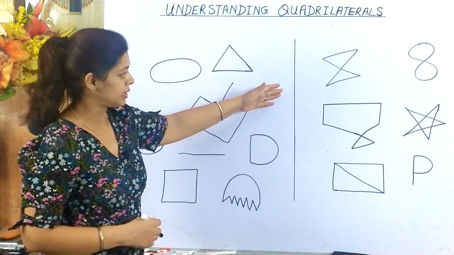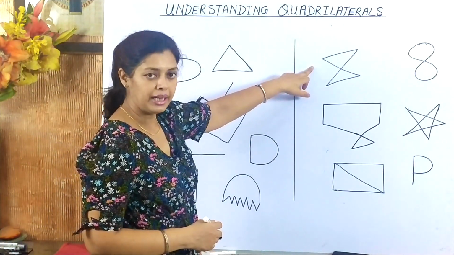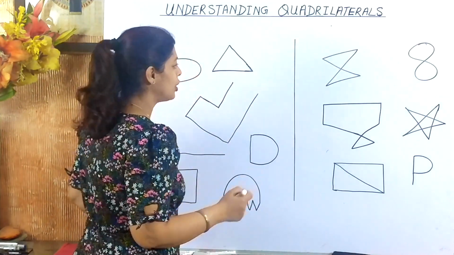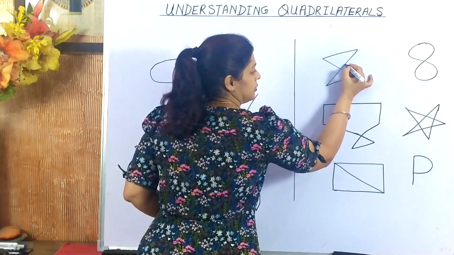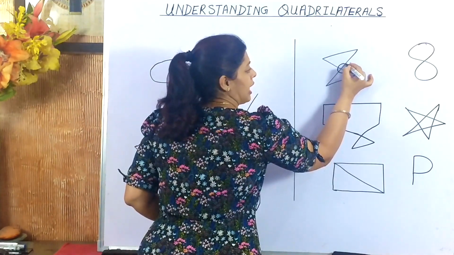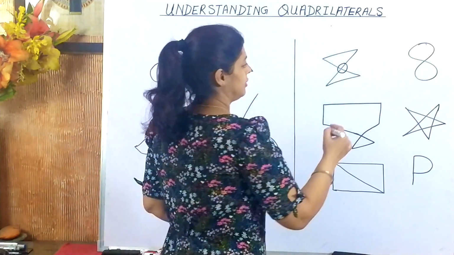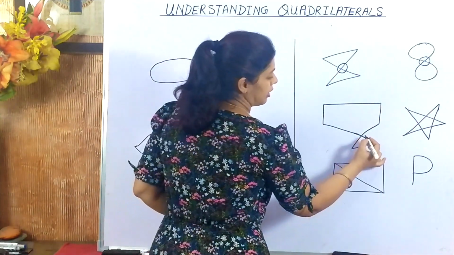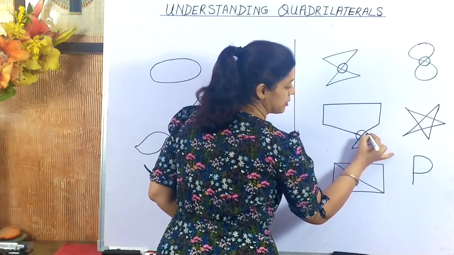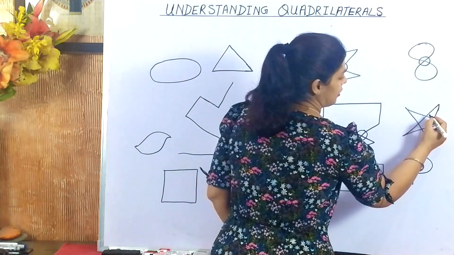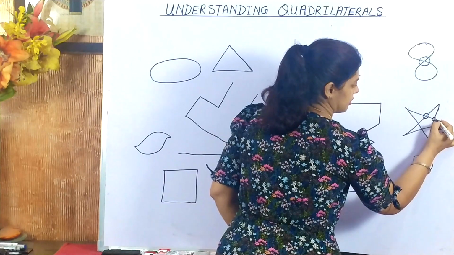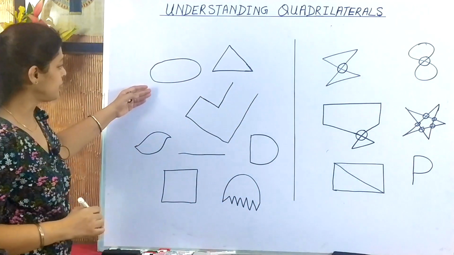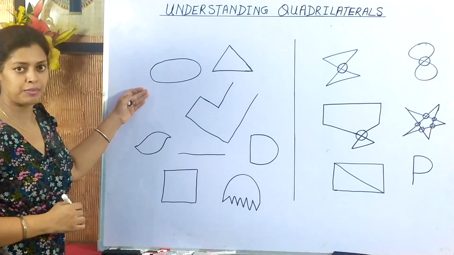The main difference is that the curves on the right hand side are crossing themselves at some point or the other. So if you see the curve over here, it crosses itself at this point. The second curve also is crossing at this point. In this curve, it is crossing itself at this point. In this curve also it is crossing at many points. Whereas the curves on the left hand side do not cross themselves.